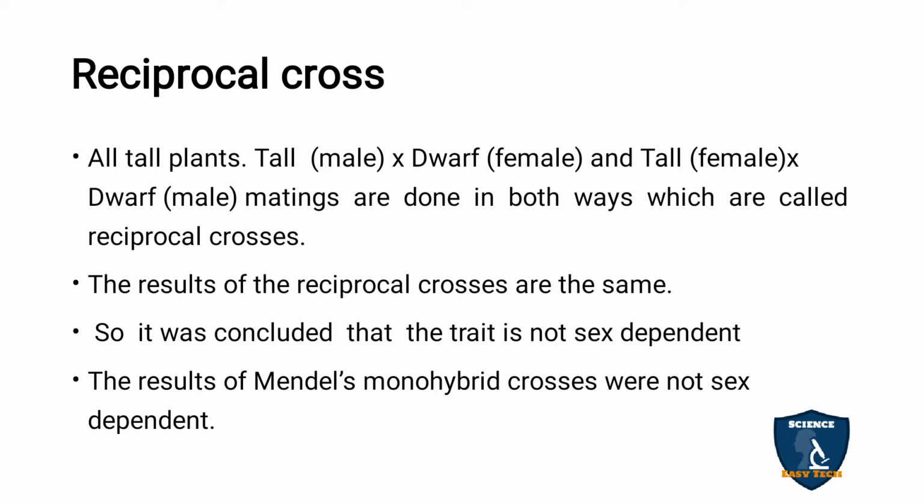That can be reciprocal, that is, tall into dwarf. The tall from the male parent is crossed with the dwarf female parent, or the tall female is crossed with the dwarf male. So this can be done vice versa. These matings can be done in both ways. That is called reciprocal cross. The result of the reciprocal cross is the same.